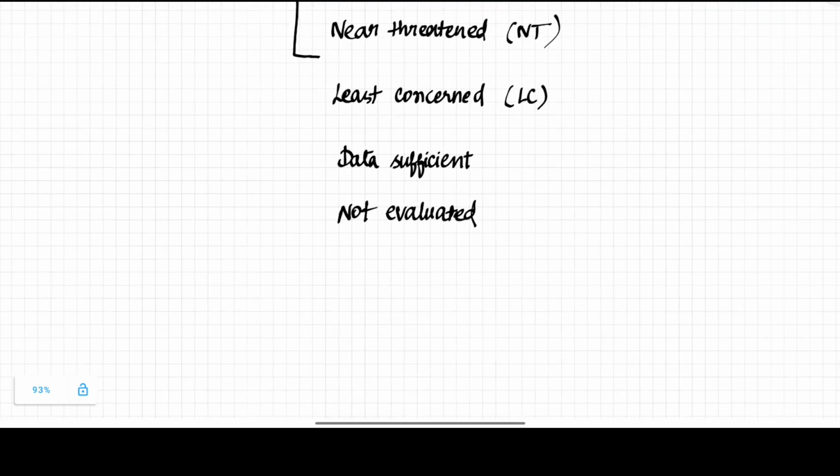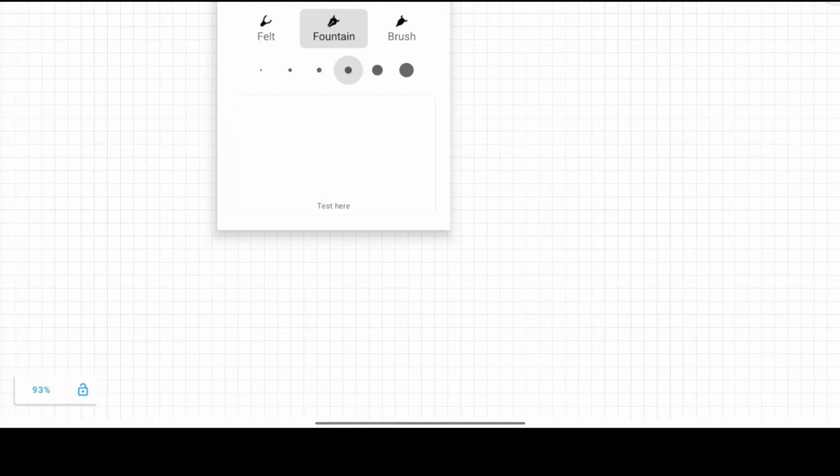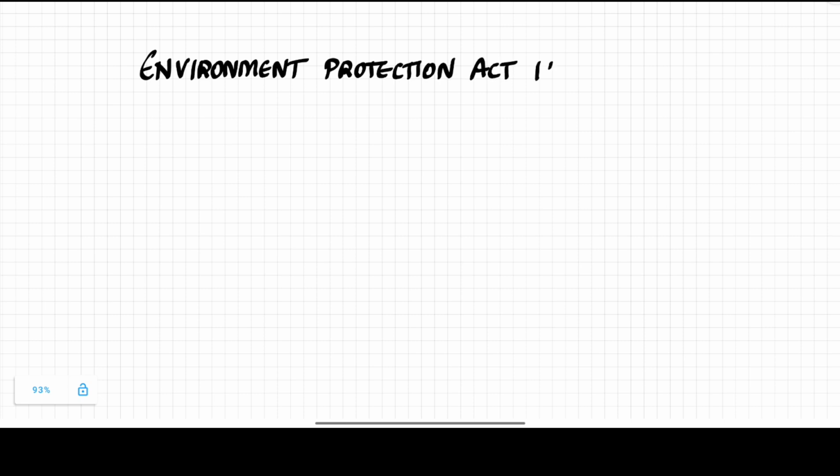After the IUCN, the next thing which we are going to see is the Environment Protection Act of 1986. Certain acts like environment protection. We need to protect the environment, right? So, the Environment Protection Act of 1986.